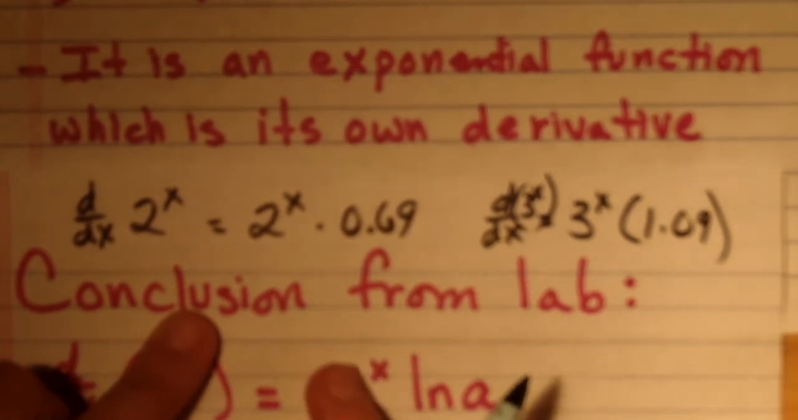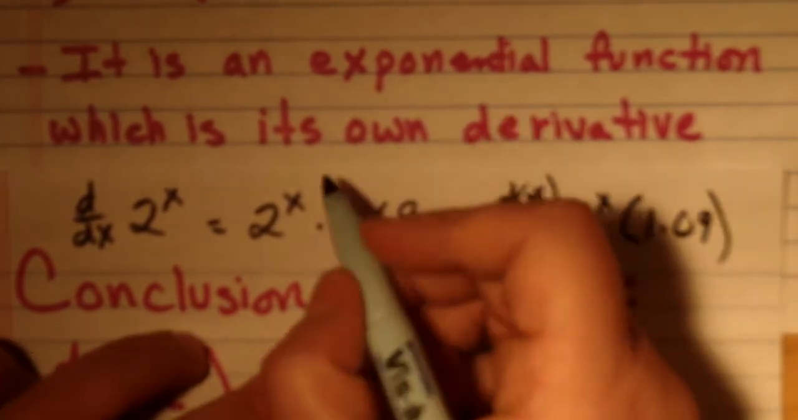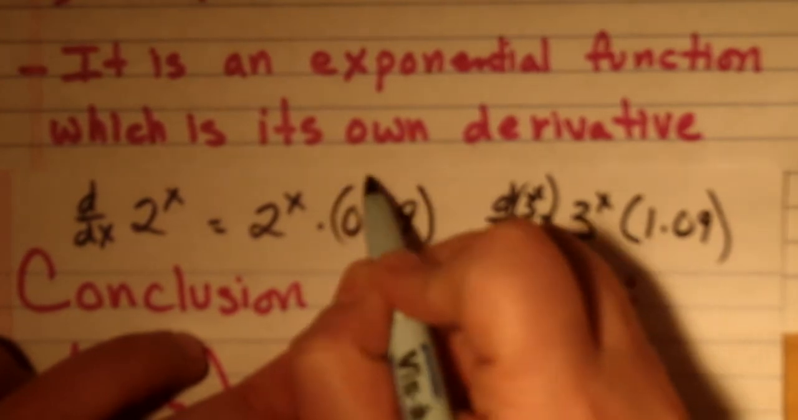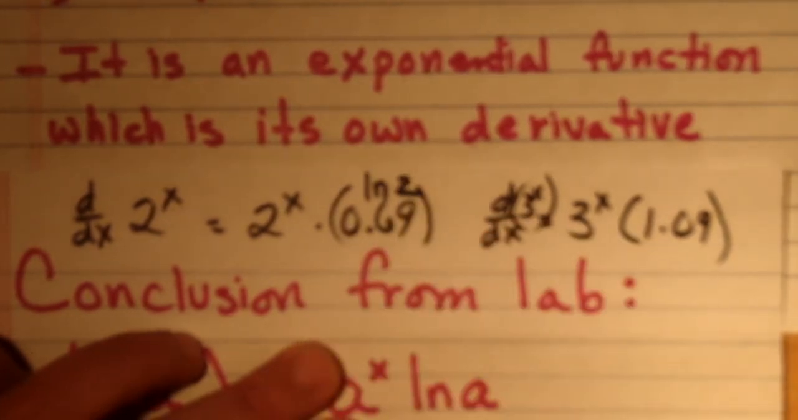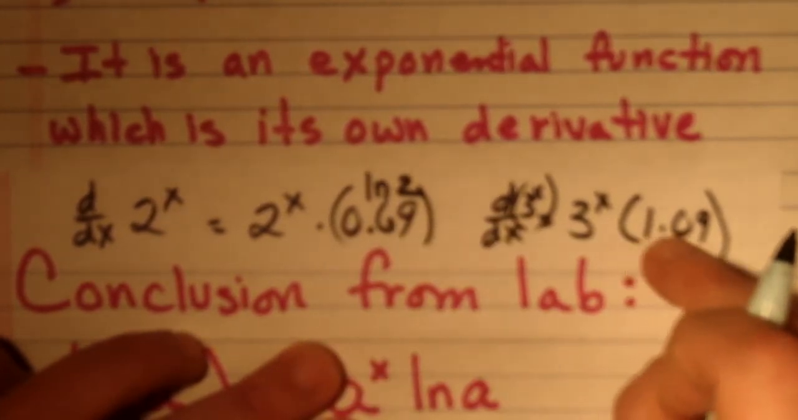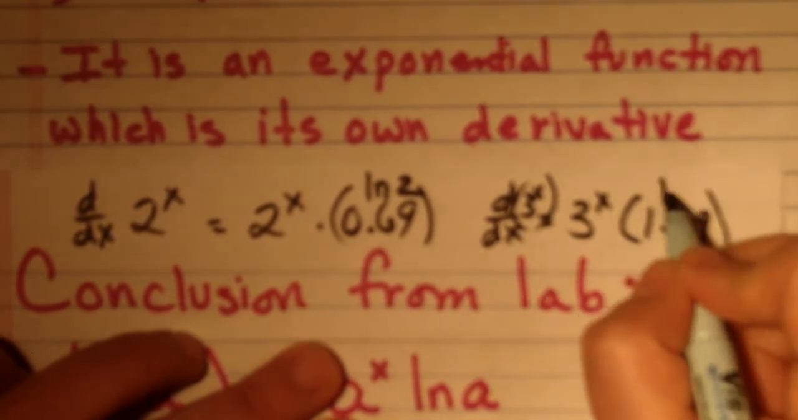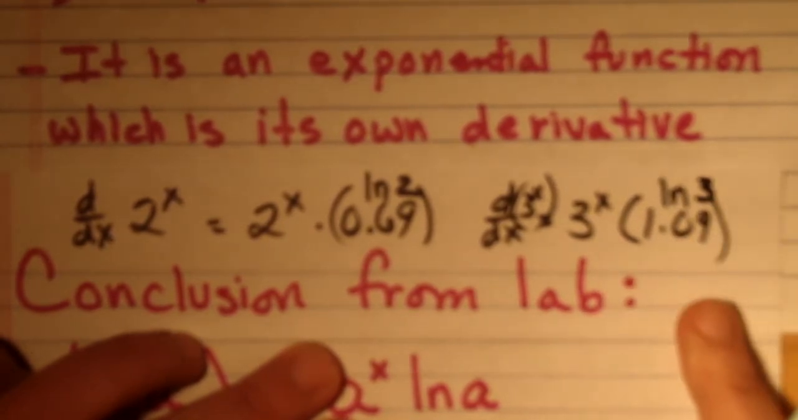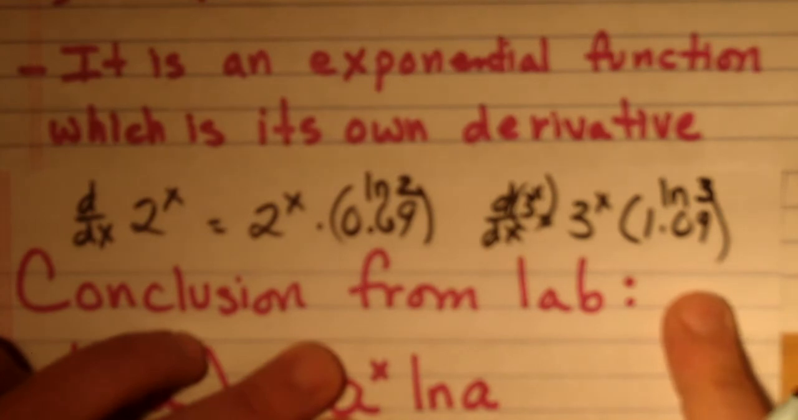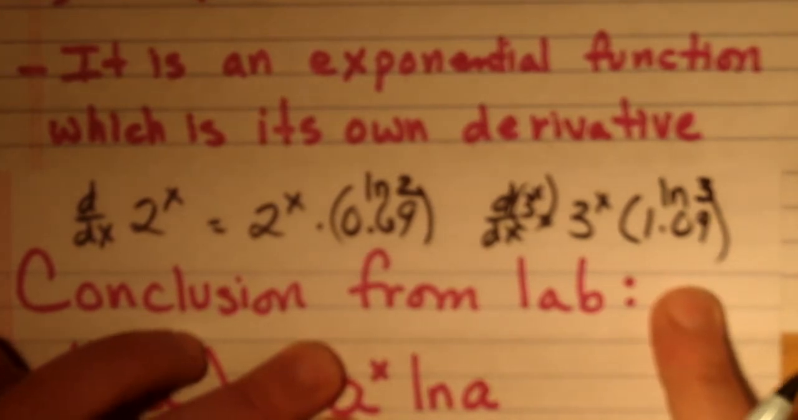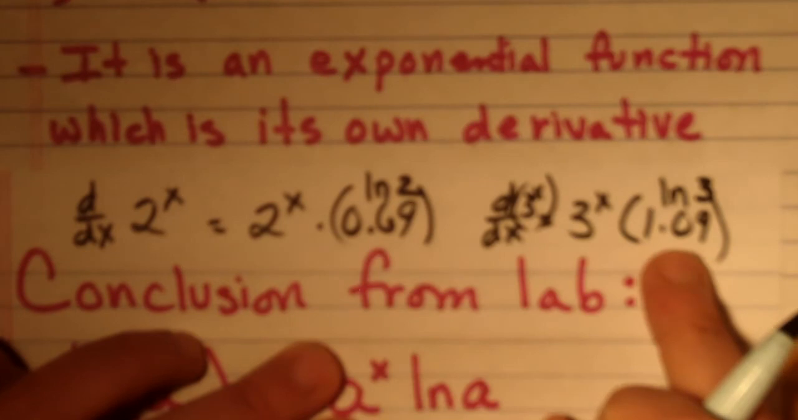And what you didn't get to see is that 0.69 is actually the natural log of 2. And 1.09 is actually the natural log of 3. All right, so if you don't believe me, take out your calculator and test it out and see.